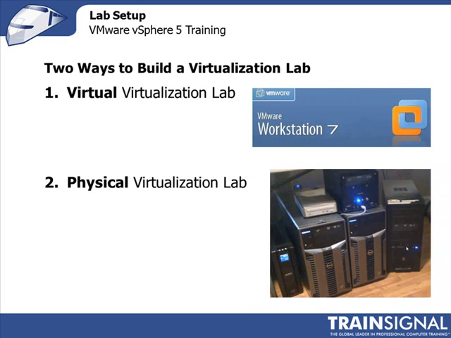There's really two ways to build a virtualization lab. The first way would be to create a virtual virtualization lab using either VMware Workstation or VMware Fusion. With these options, you're running ESXi as a virtual machine on your existing Windows or Mac OS desktop or laptop system. The second way would be to build a physical virtualization lab. In other words, use real hardware and real servers to install ESXi on. And of course, there's pros and cons to each of these different options.